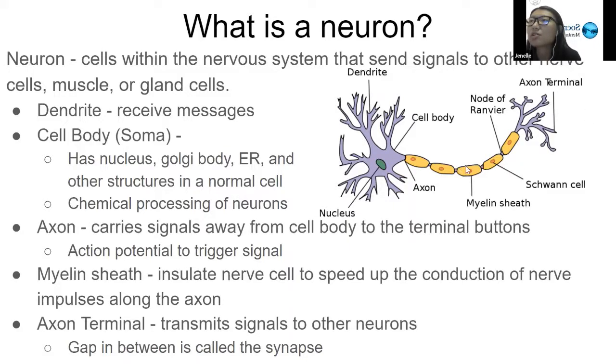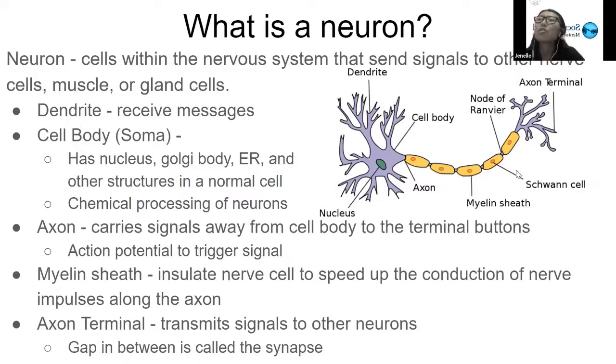So once the signal is put down here, then at the end of this terminal and the terminal buttons, that's where signals are being pushed out to other neurons, which would receive those signals through their dendrites as well. Also, a term to know is that the gap between the end of the axon terminal and the beginning of a dendrite is called the synapse. And that's usually where all of these chemical molecules are laying around to induce another signal in the next dendrite.